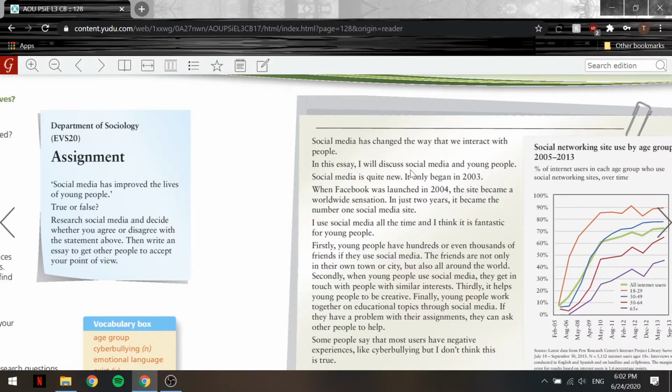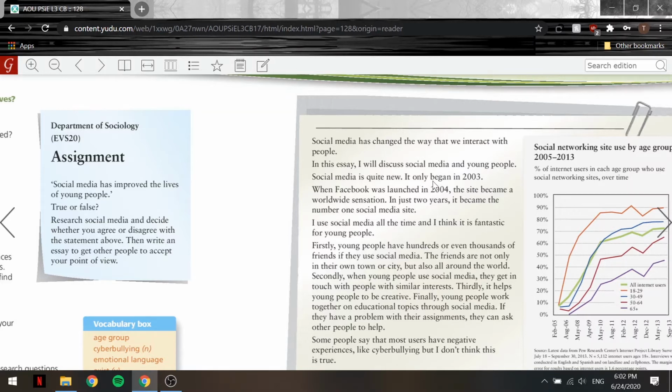So you guys see the word social media here. "In this essay, I will discuss social media and young people." You gotta define the term social media in itself. It's a very broad term, so you should define the term. Now let's go on to here.